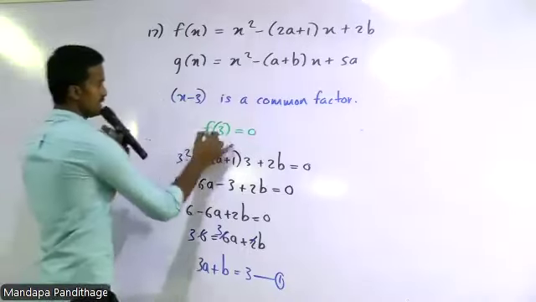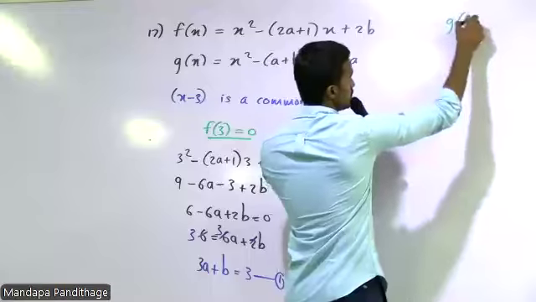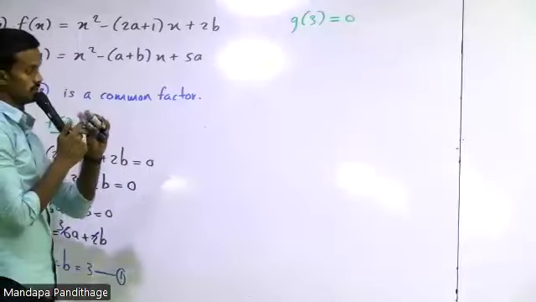Even g(3) is 0 because it's a factor of g(x). g(3) is equal to 0.